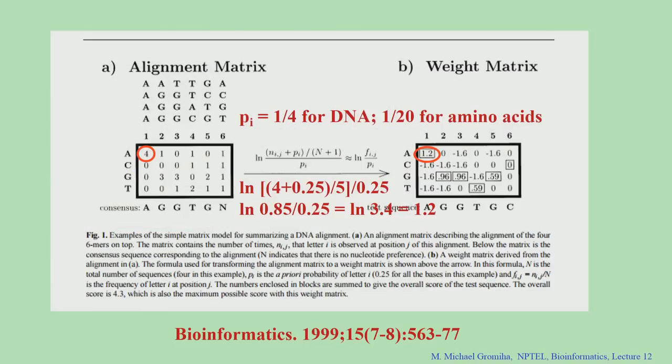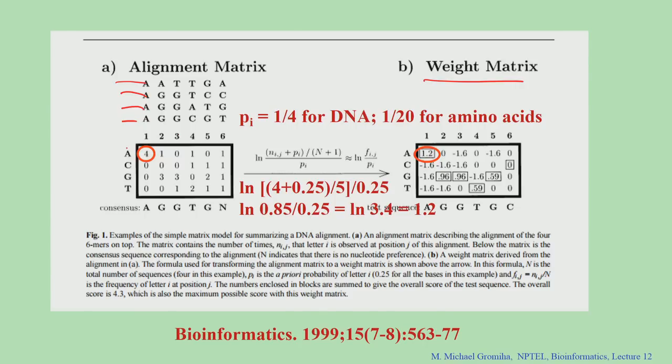Like the PSSM, there is another matrix called the weight matrix. This is also frequently used in prediction algorithms. How do we get the weight matrix? For example, if I give 4 different sequences, this is a DNA sequence. First we construct the matrix for the occurrence of each nucleotide at different positions. How many positions? 6 positions, 1 2 3 4 5 6. How many sequences? 4 sequences.